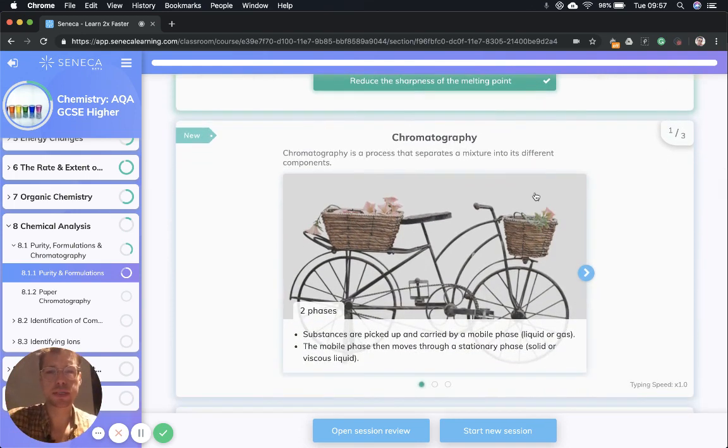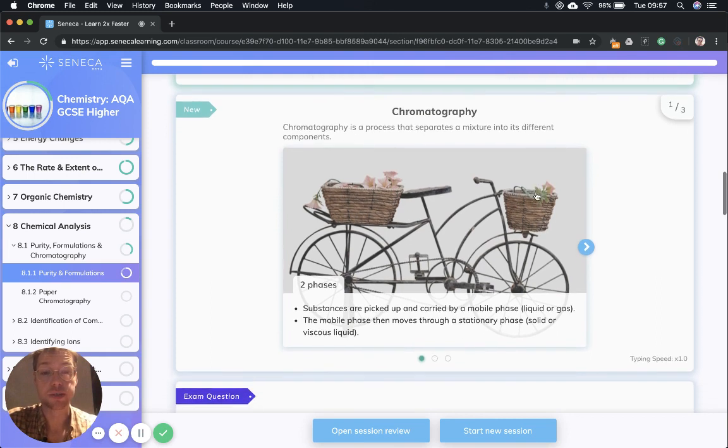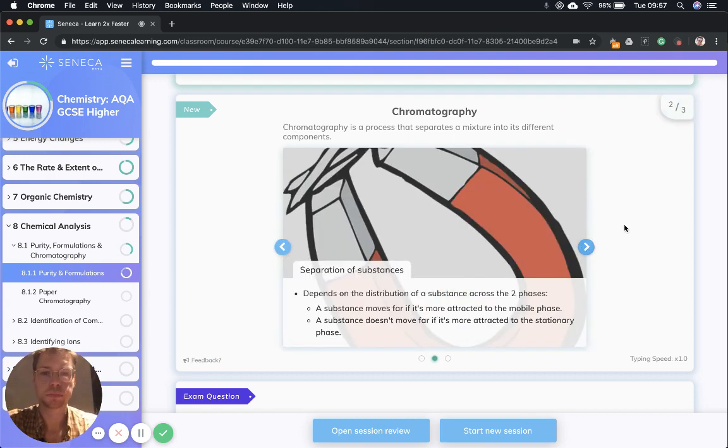Right, now let's move on to some purification mechanisms. We're going to start with chromatography. Now, this is a process that separates a mixture into its different components. Importantly, it has two phases. Substances are picked up and carried by a mobile phase, so that's a liquid or a gas. And then the mobile phase moves to a stationary phase, which is a solid or viscous liquid. Viscous means really thick, so like treacle.